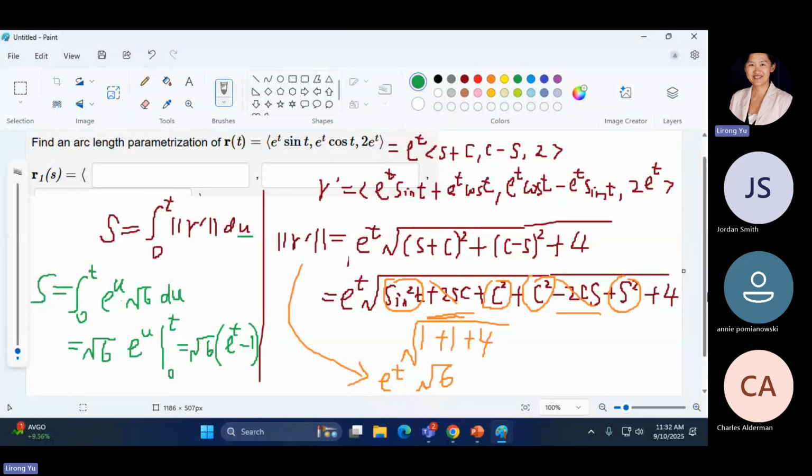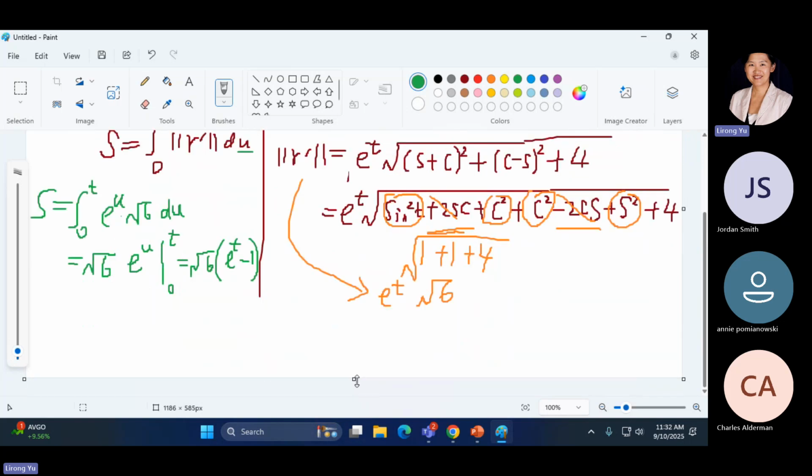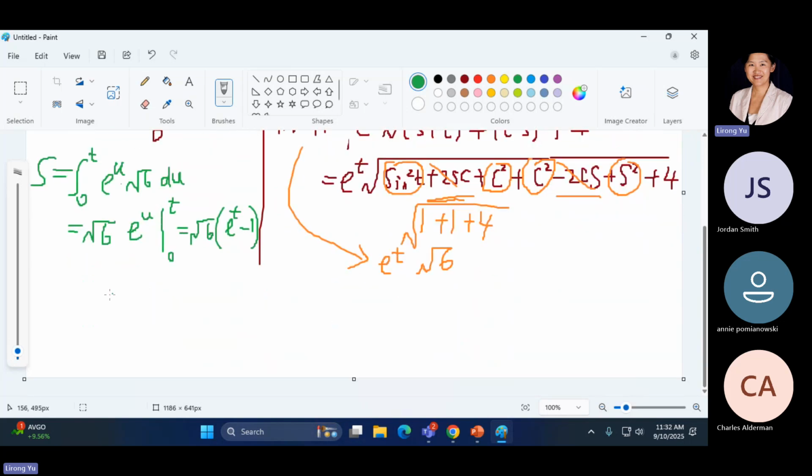So this equation is not enough to finish everything. We have to solve for the t in our relation. So we have s equal to root of 6 times e to the t minus 1. To solve for the t, let's divide both sides by root of 6. So s over root of 6 is equal to e to the t minus 1. We then add 1, so s over root of 6 plus 1 equals e to the t.